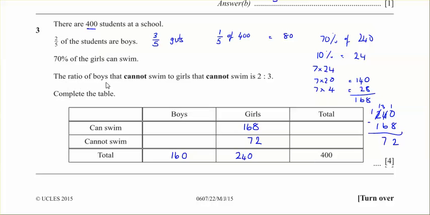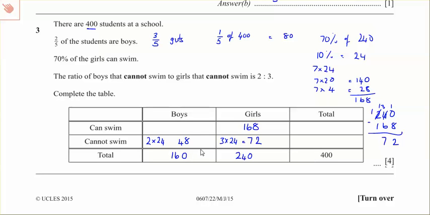Okay, the next bit of information is the ratio of boys that cannot swim to girls that cannot swim is 2 to 3. So you can write 2 here, 3 here, there's the ratio, and then this has to be equivalent. So 3 times something makes 72, and then we need 2 times the same thing. So we try and do 72 divided by 3, which would make 24. So it's 3 times 24 makes the 72, so we need 2 times 24 to make the 48. So now it's in the ratio 2 to 3.